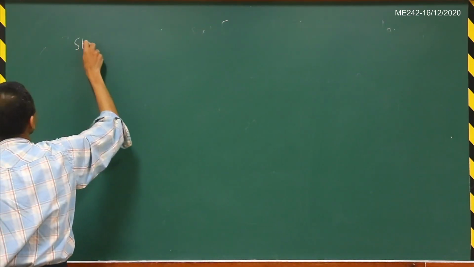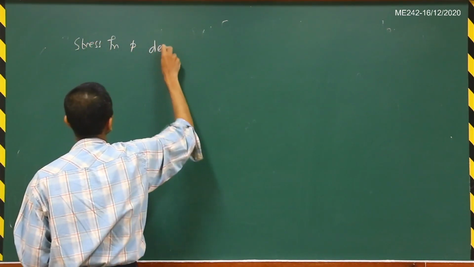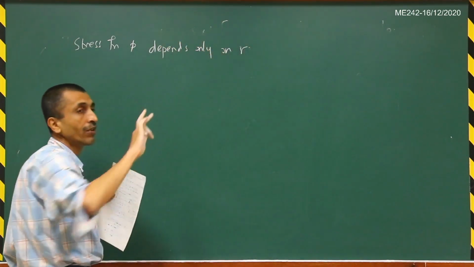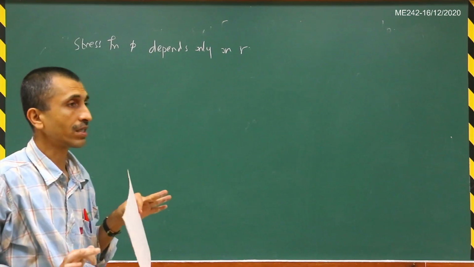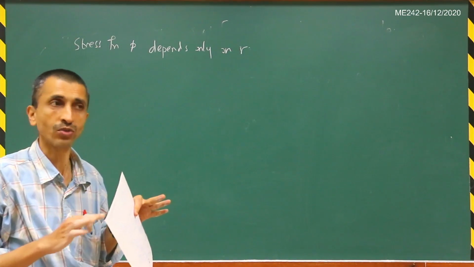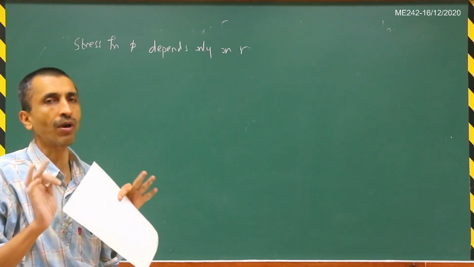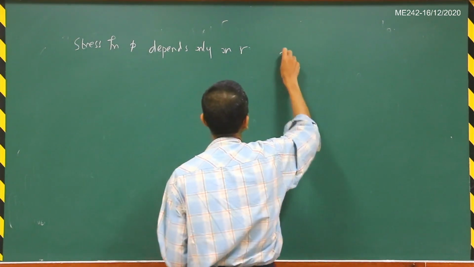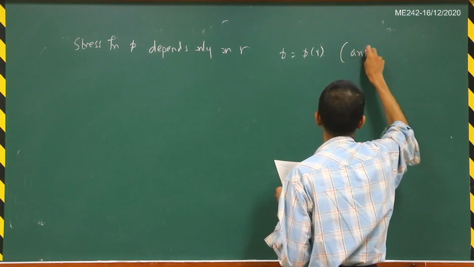Stress function phi depends only on r. So basically we are looking only at a certain class of problems where the stress function depends only on r. We are not saying that in all problems phi is going to be a function of r. In general phi will be a function of r and theta, but we are looking only at certain problems where phi can be taken to be a function of r alone. Okay, so that means phi is equal to phi of r. Basically you can say that this is axially symmetric.